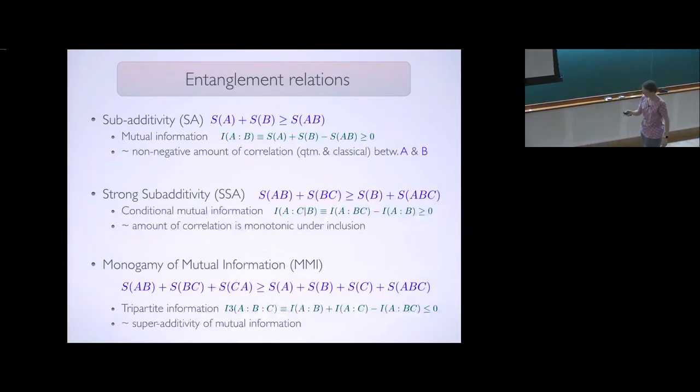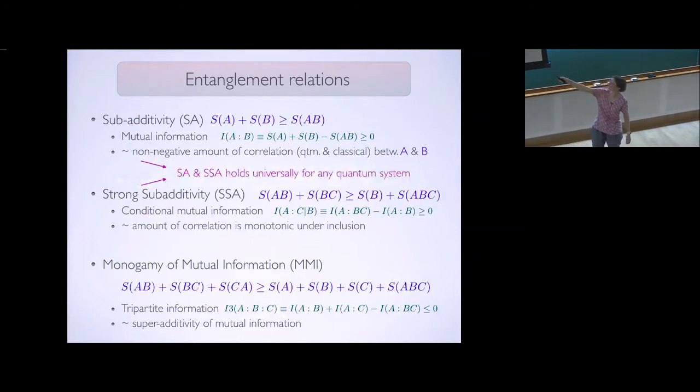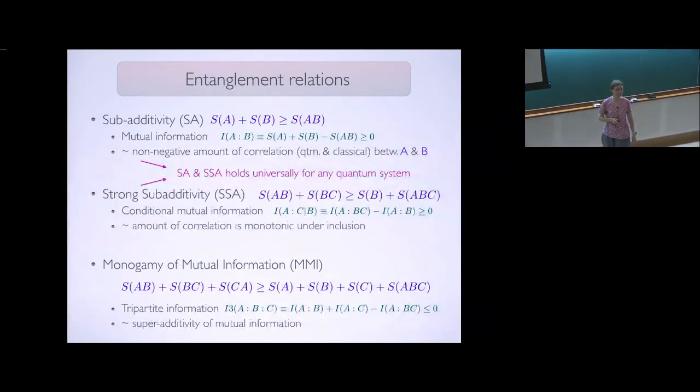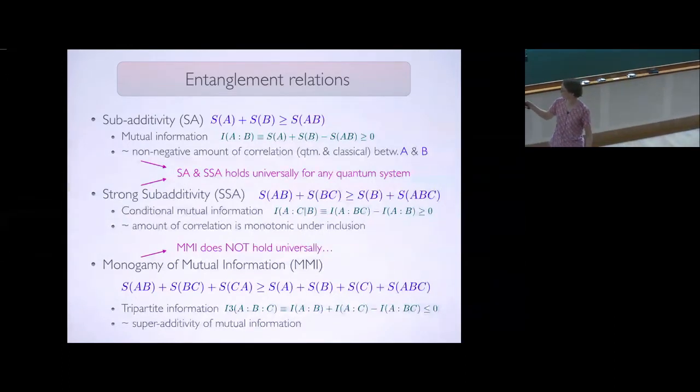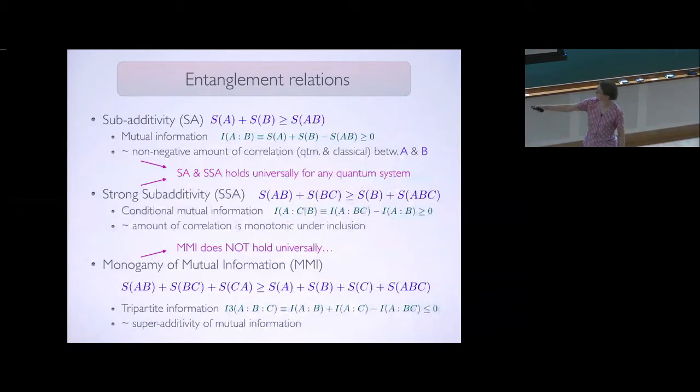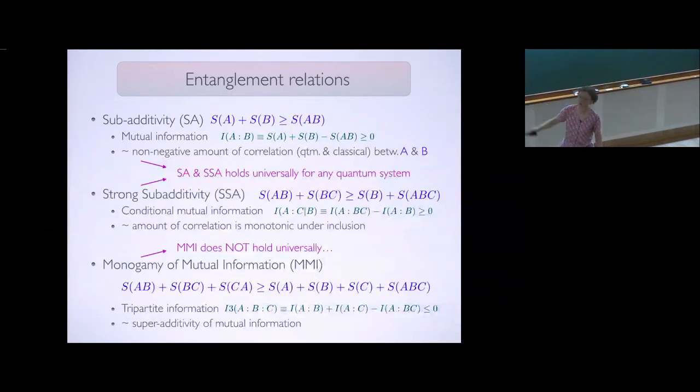Okay? And while the first two, subadditivity and strong subadditivity, are in fact true inequalities for any quantum state, the monogamy of mutual information does not hold universally for any quantum state. It holds for special classes of quantum states. So this quantity, this monogamy of mutual information, will be the sort of star of the show. And so I'll tell you a little bit more about the insights we've gained from looking at this relation, in particular in holography.